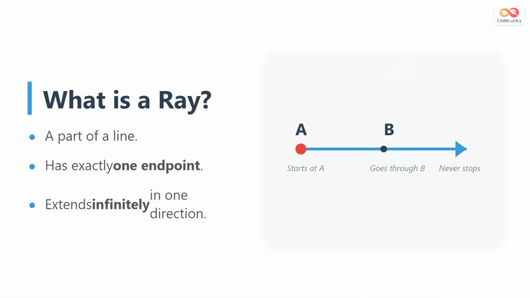So, what exactly is a ray? Think of a line. A line goes on forever in both directions. Now, imagine cutting that line at a single point. A ray is a part of a line that has one endpoint and extends infinitely in one direction. It starts at a specific point, but it never ends.